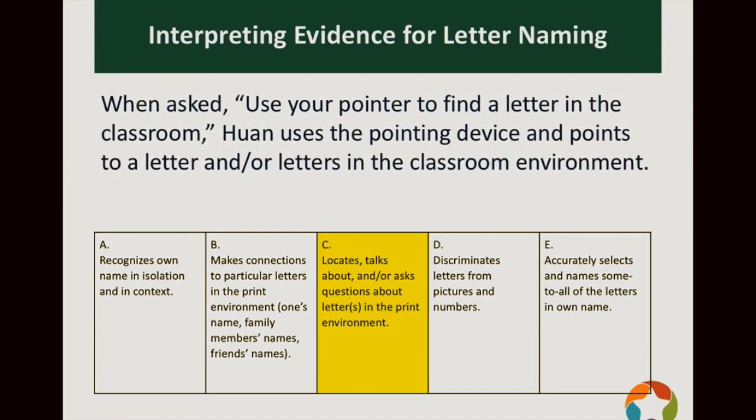Pointing device can be something like a fly swatter where we've cut out the center to help students locate letters, a magic wand that we've used to help students engage in this activity, any kind of pointing device that we decide to use.